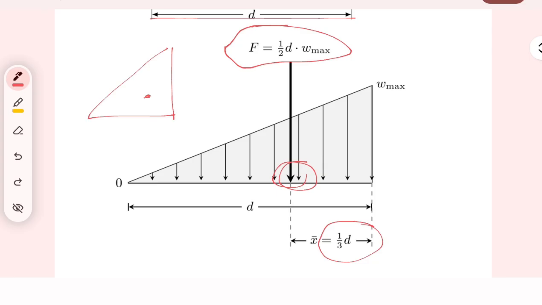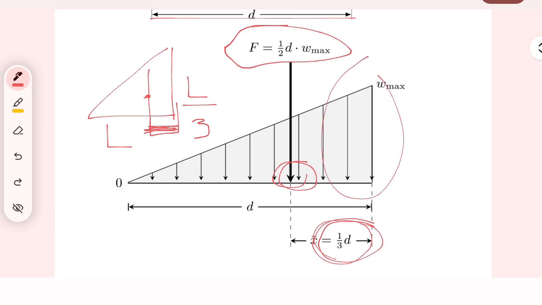So if this is L, the total L, then this distance here is L over 3, or 1/3 of L. So this distance is 1/3 of the distance D. If it is 1/3 of the distance D from the heavier side, the distance from the lighter side must be 2/3 of D. So this must be 2/3 of D from one side and 1/3 of D from the heavier side.